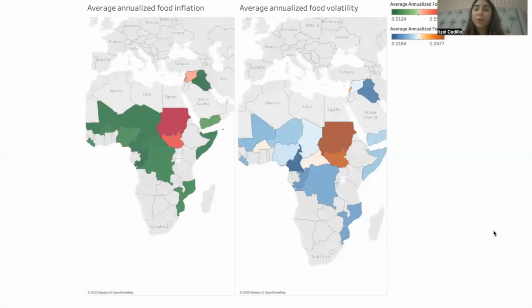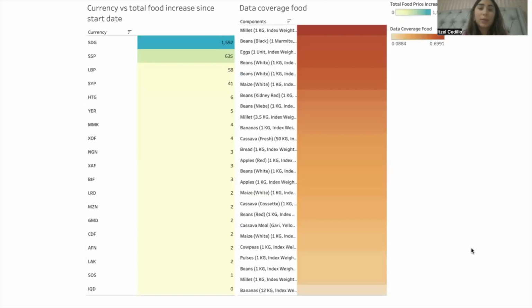So now we have our graphs here, and we can see average annualized food inflation and volatility. We can see that in both graphics, Sudan is the most affected country, followed by South Sudan and Lebanon. Then we have the currency versus total food increase in start date. And we can see here the currencies from Sudan and South Sudan that are the highest in food increase.